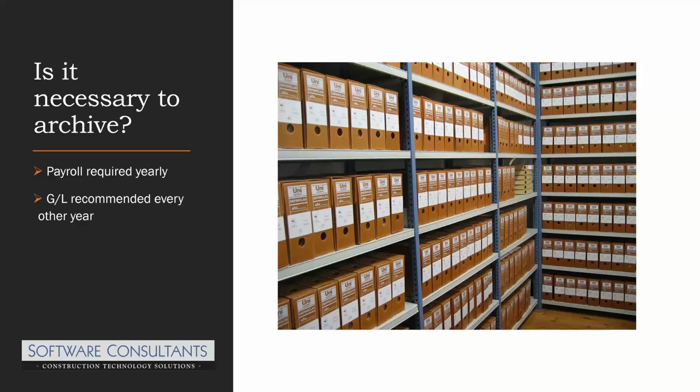Is it necessary to archive? Again, GL is recommended every other year. We kind of talked about that. And what happens in the GL archive is a little bit different than the payroll archive, because you get to choose whether to remove all the jobs that are closed or in remove status from Sage 100 Contractor and package them in your other archived year. I typically don't do that. I actually just archive everything, and then I come back to the current year and I remove those jobs that belong in the past year.